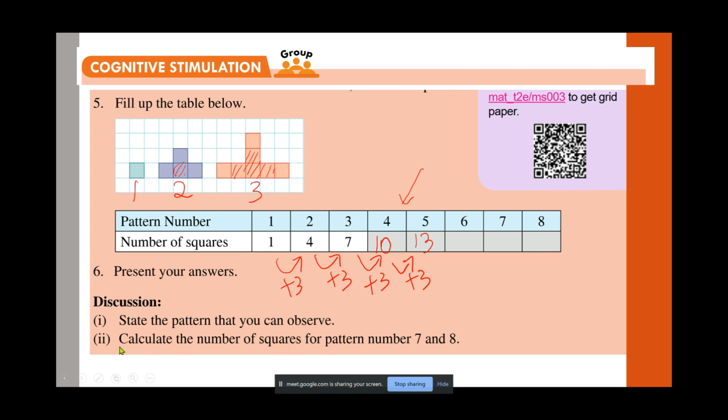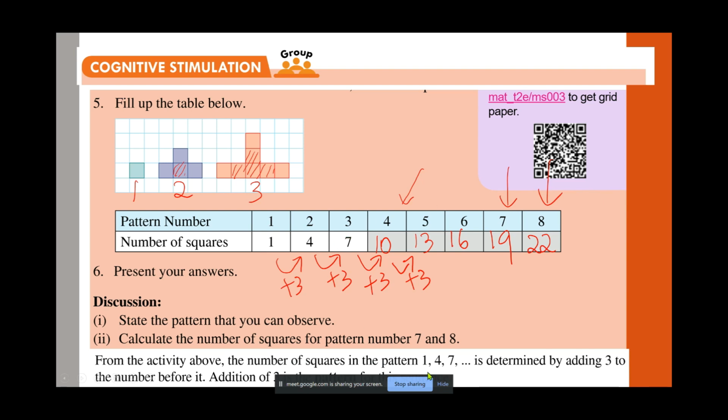Now, second discussion here. Calculate the number of squares of the pattern for number 7 and 8. So we want to find 7 and 8. So we just continue with number 6 here. If this is 13 for number 5, 6 will be 16. What about 7? 19. And the last one? 20? 22, isn't it? Yes. Okay, so you can guess the numbers already. Should be no problem in finding the pattern of the numbers now.